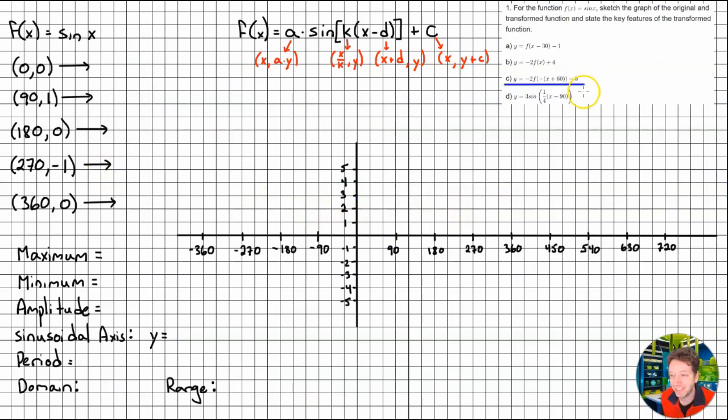All right, so here's C. We got a lot happening here. So let's look at our equation. So we have y equals -2 times the sine of -x plus 60, minus 3. So what's happening to our x coordinates?